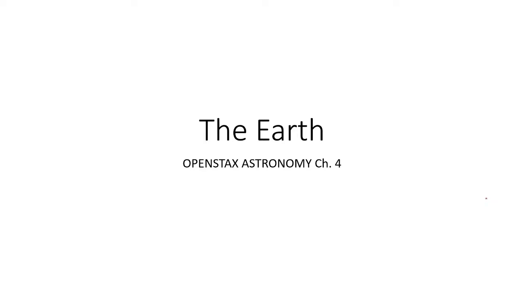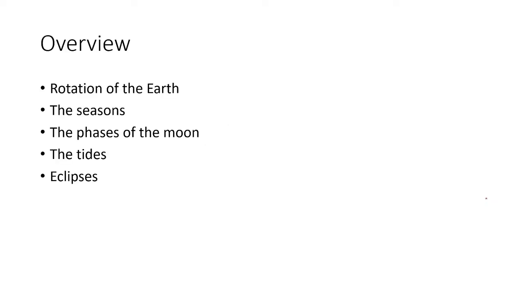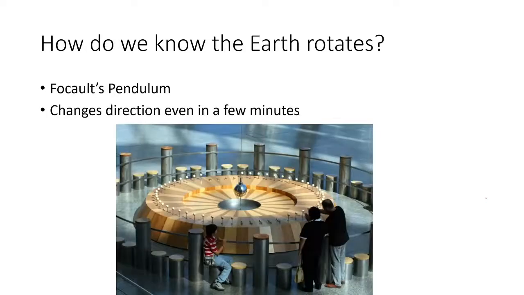So in this video, we're going to look at the Earth. And if you're following along in the OpenStax astronomy book, it's chapter 4. Just to give you an overview of the things we're going to study, we're going to talk about the rotation of the Earth and how we know that the Earth rotates. We're going to talk about what causes the seasons. And we'll talk about the phases of the moon and what causes those, what causes the tides, and what causes eclipses. So these are some common astronomical phenomena that we can even see right here on Earth.